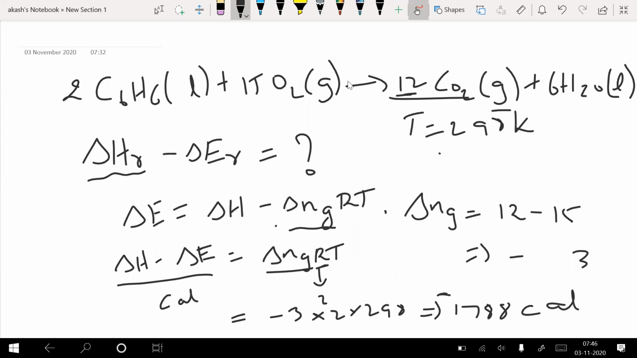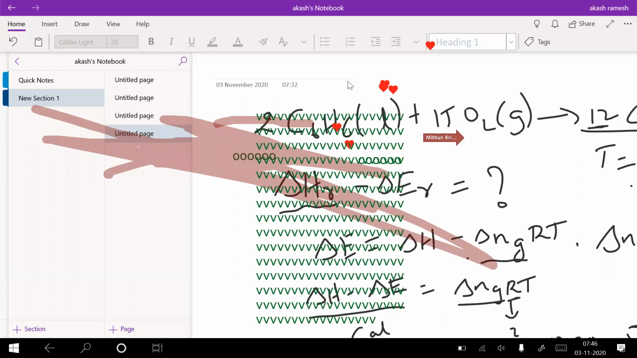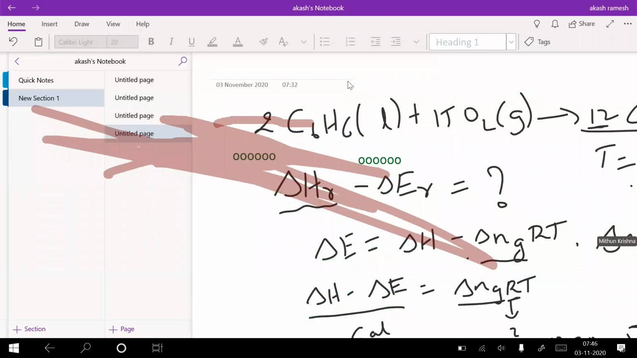One more problem we'll do. Why is it happening like this in my screen?